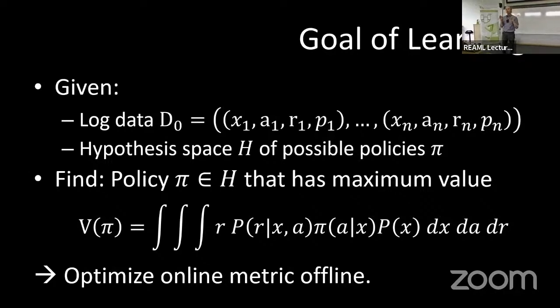This maximum expected reward is typically called an online metric. This is what you would see if you actually deploy this policy on the system. But we want to do this learning without actually deploying anything, just with the data that we already have. So what we're doing now is optimizing this online metric, but we're doing it offline.